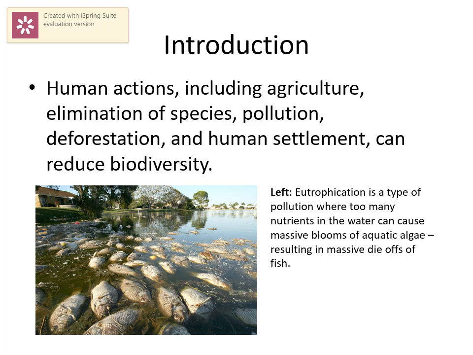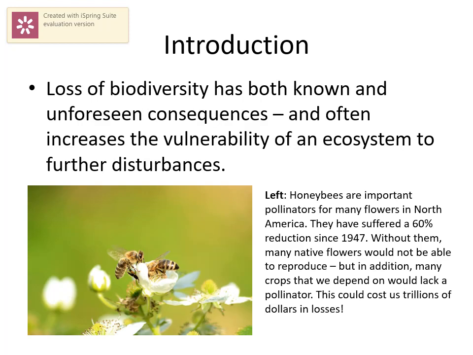And of course, then you may have a chain reaction where if the fish die, the organisms that eat them may also die, and so on and so forth. You would see that that would have a huge effect on biodiversity in the ecosystem. If we're talking about fertilizers, you might think of an agricultural area, but this is a residential neighborhood with fertilizers coming off of lawns, for example. So a lot of people don't think about how that may impact local lakes and waterways. Loss of biodiversity also has known and unforeseen consequences and often increases the vulnerability of an ecosystem to further disturbances.